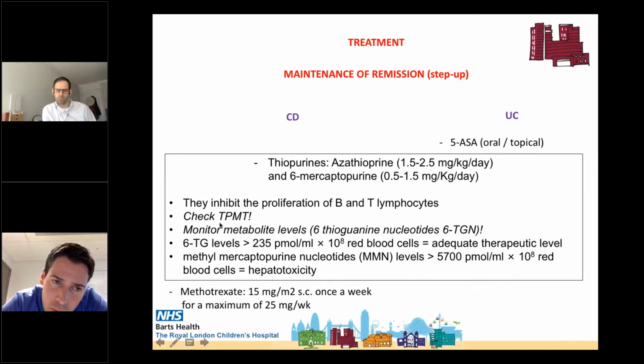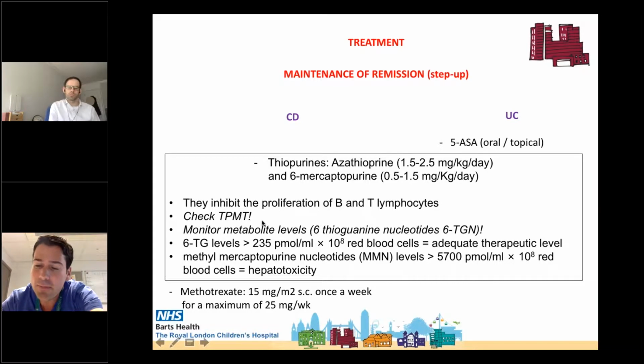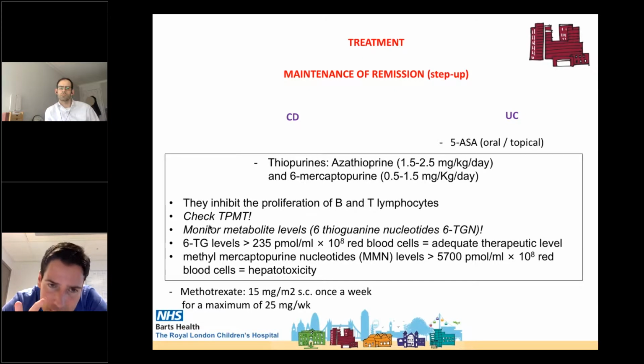You should also always check TPMT. TPMT is thiopurine methyltransferase, and it's an enzyme that really tells you if the patient can tolerate the drug, because it's the enzyme that processes the drug. You should check the TPMT at the very beginning when you send your initial blood test, because the endoscopy shows you IBD and you want to complete your initial investigation. And if the TPMT is absent, the patient is deficient, you will not be able to use azathioprine or 6-mercaptopurine.